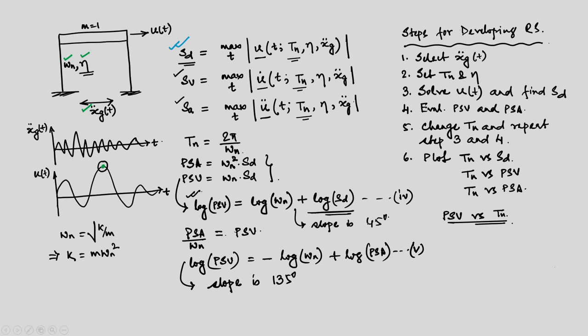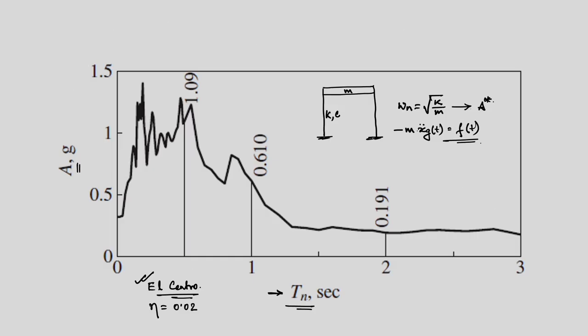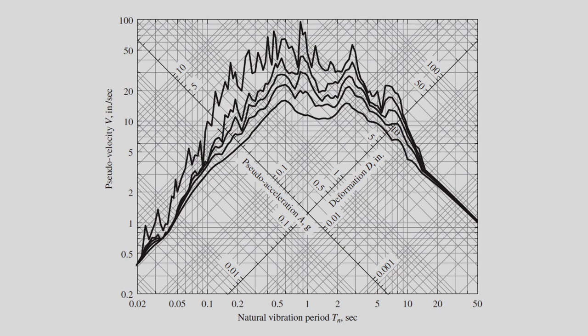So, instead of three different plots, what we can do is plot PSV for different time period in log-log scale, and then immediately on the 45 degree angle we will have SD, and on the 135 degree we will have PSA. So the same plot will give us all three quantities. If I show you, this is the plot for all three quantities. So, with that, let us close here. We will continue our discussion in the next class. Thank you very much.